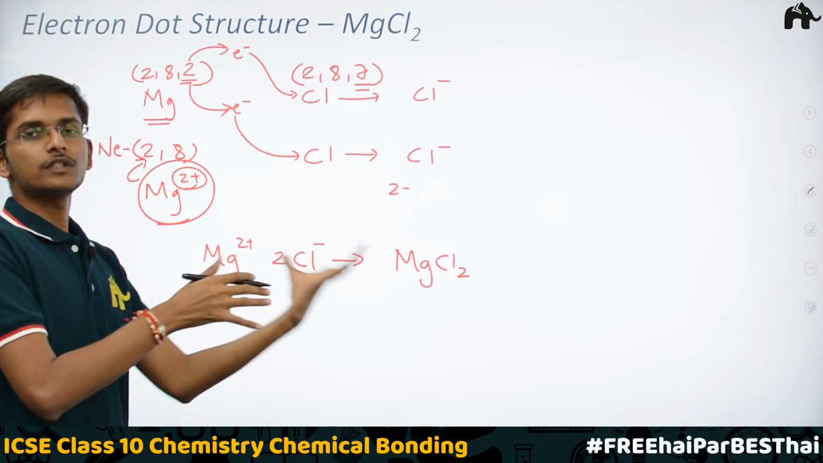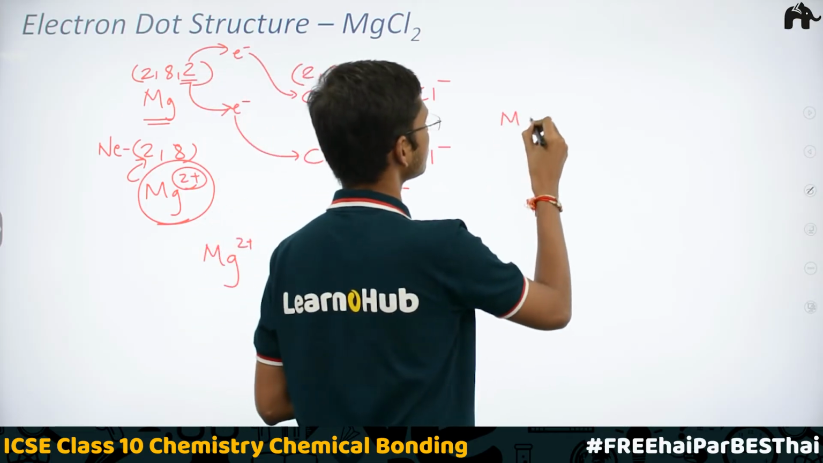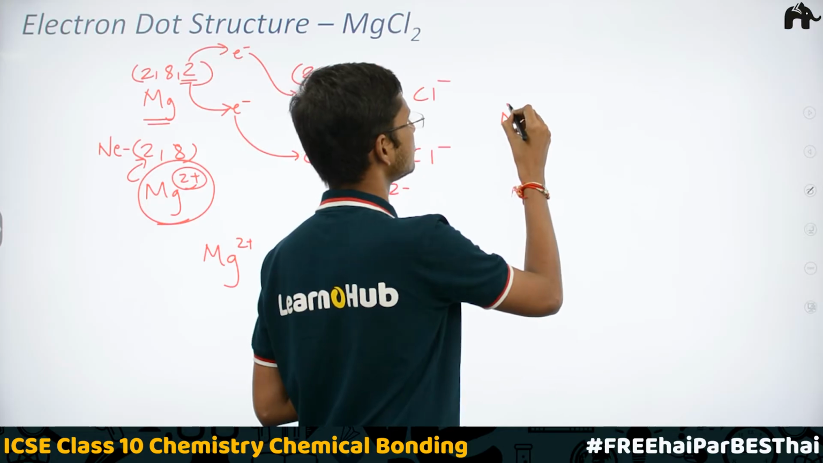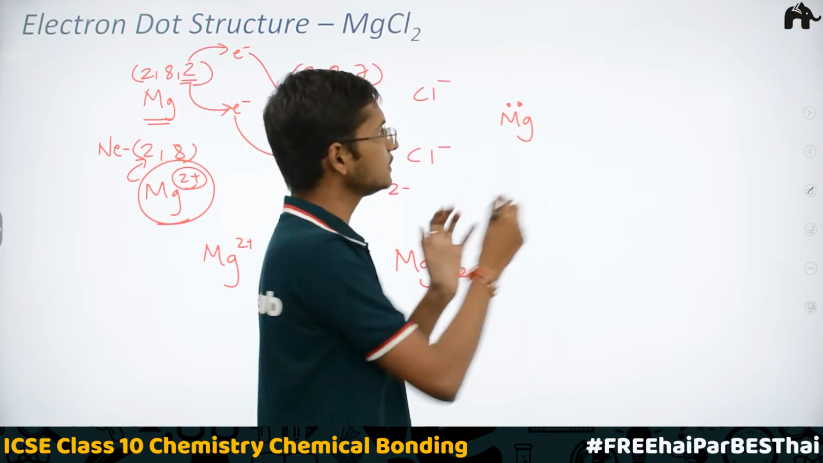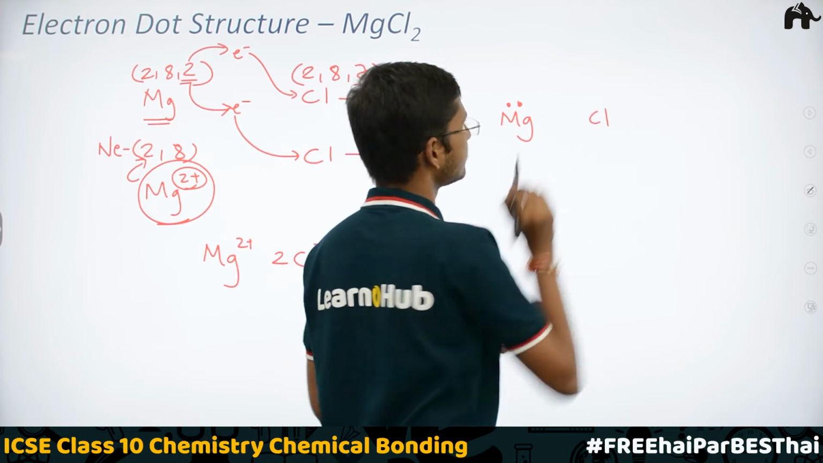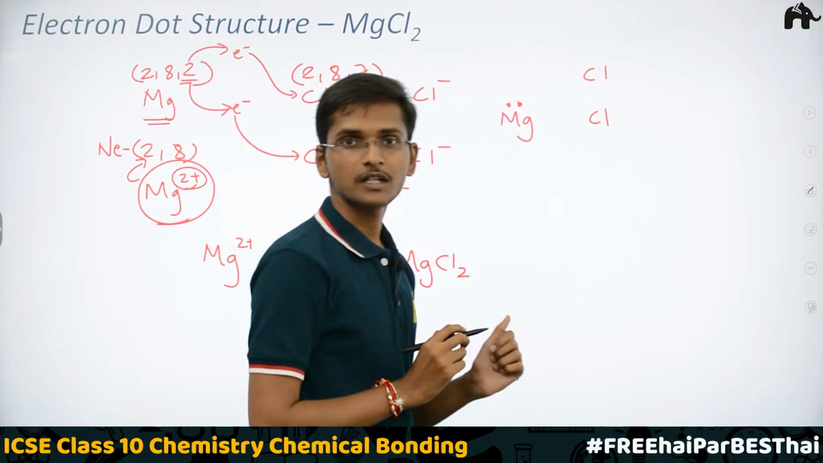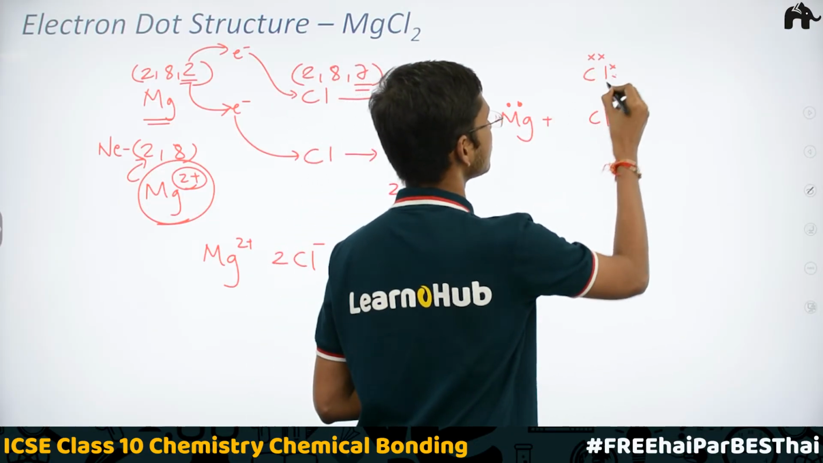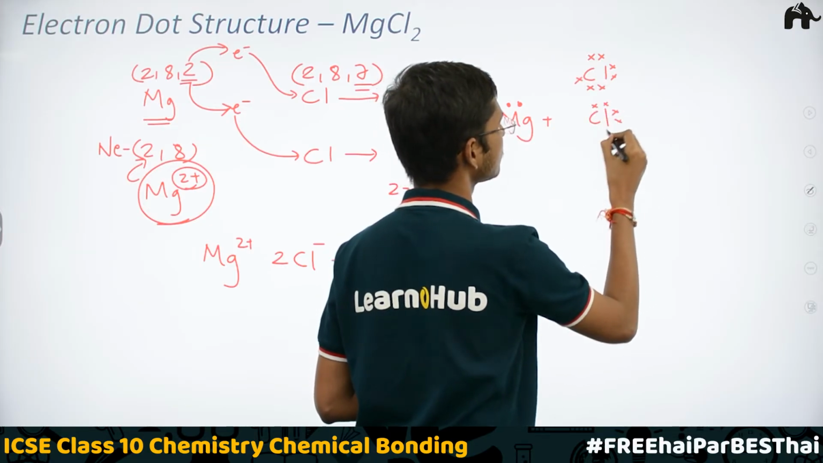Now we have to just show this process with the help of electron dot structure. So what I would do is, I would first write Mg, then it's 2 electrons, so I would represent it with the help of dots. I am having chlorine atoms, but I am having 2 chlorine atoms, right? So same way, 7 electrons, 7 electrons. Okay, now we know this thing.